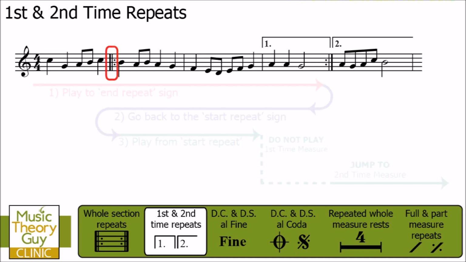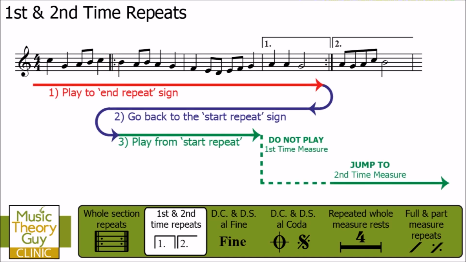You obviously start at the very beginning and you play all the way to that end repeat sign. But what you do this time is rather than going back to the beginning, you go back to the start repeat sign. And then you play from that start repeat sign, and as before you jump straight past the first time measure and you jump directly to that second time measure.